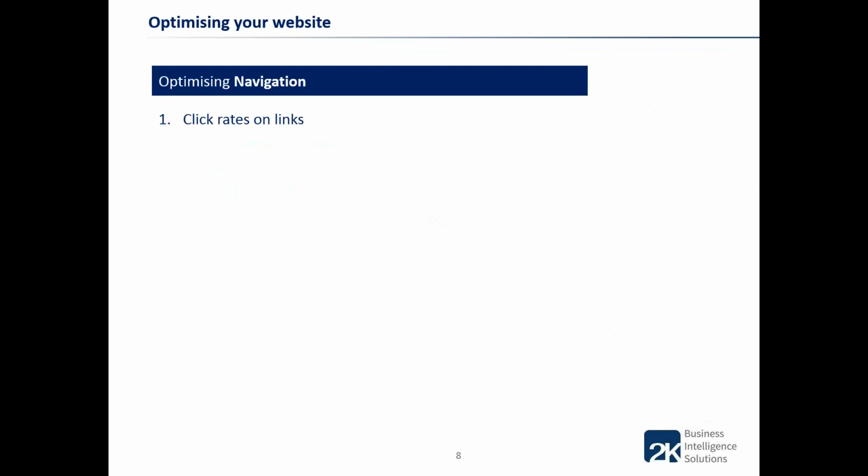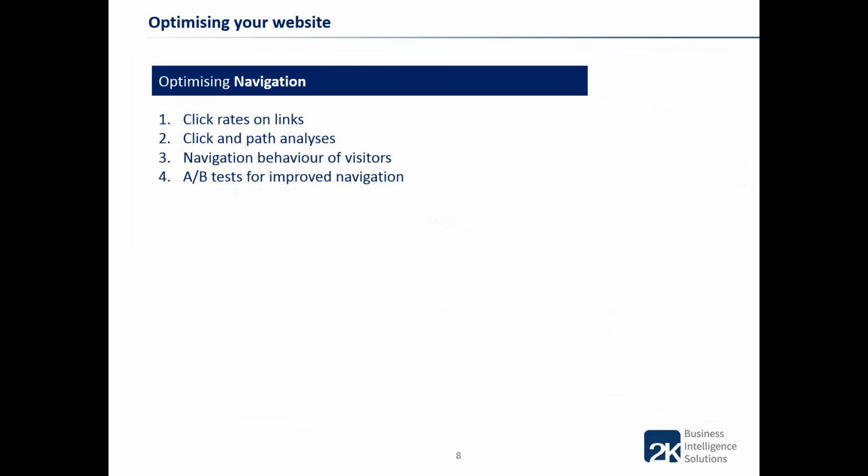The next one is optimizing navigation. So one is obviously click rates on links, which links are clicked how often. Then a click and path analysis. So basically when customers or users come to my website, where do they come in? What path do they take through my website, and where do they leave as well? And just the general navigation behavior of visitors, i.e. do they go back? How long do they stay in certain pages? Do they jump off or bounce? Whatever obviously happens with these users is very important to know about these kind of things.